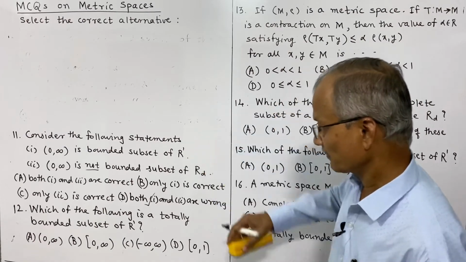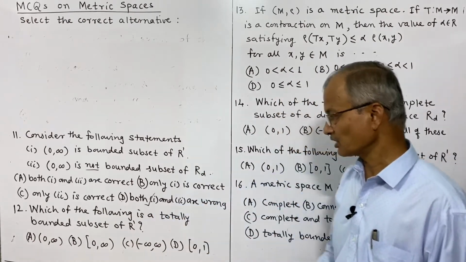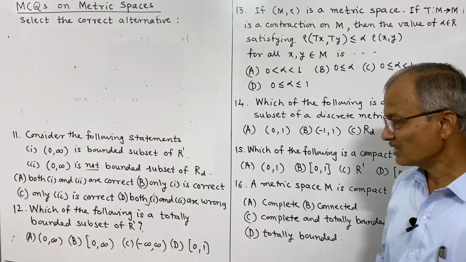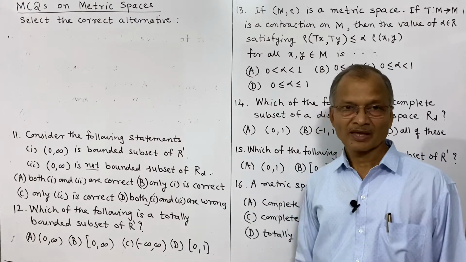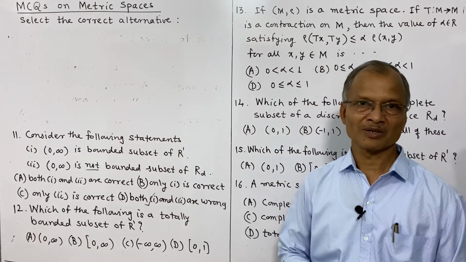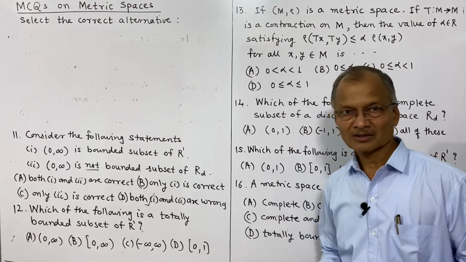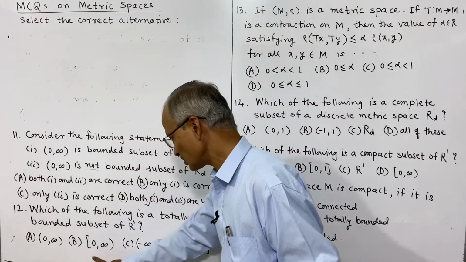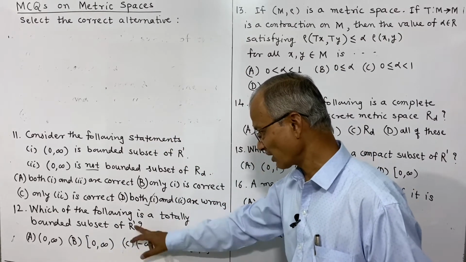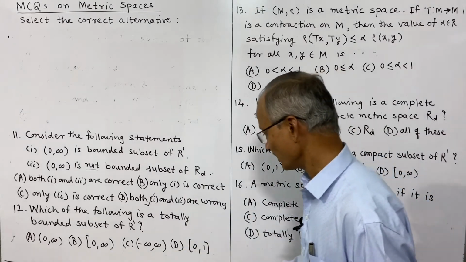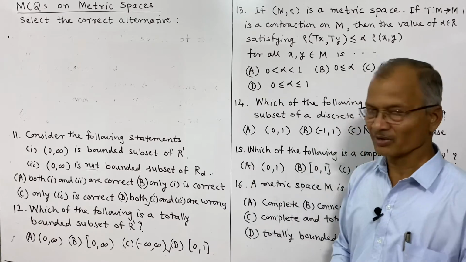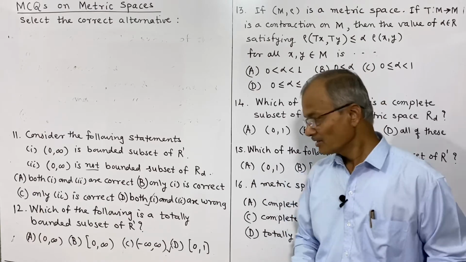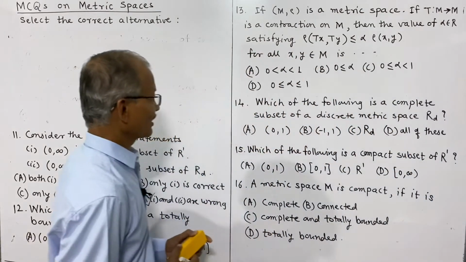Now the 12th. Which of the following is a totally bounded subset of R1? By the definition of totally bounded subset, we know that any finite subset of R1 is totally bounded. That is a result we have studied. We have to consider a finite subset. This is not finite, this is not finite, this is not finite, it is actually R1. Only this one is a finite subset of R1, and therefore this is totally bounded. In R1, bounded and totally bounded are one and the same thing. So this is the correct alternative.